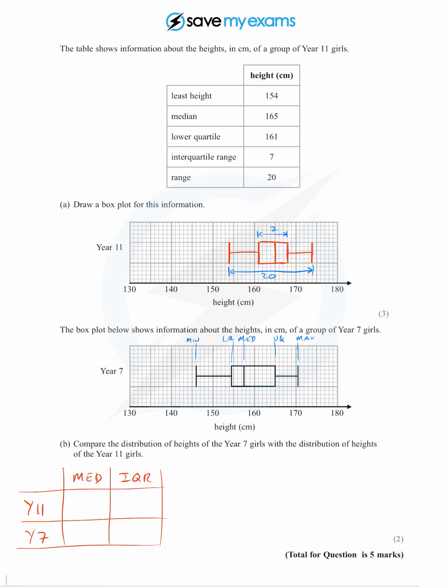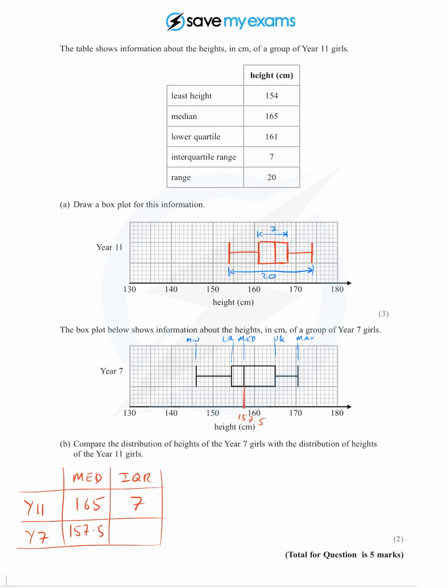Now, the median for Year 11 we're given, it was 165, so we can just pop that straight in there. And in fact, we were given the interquartile range for Year 11, so that is 7. And we can work those out for the Year 7 girls. Here's the median, okay, so let's actually just work out what that is. Well, that looks to me to be 157.5, and there is the median.